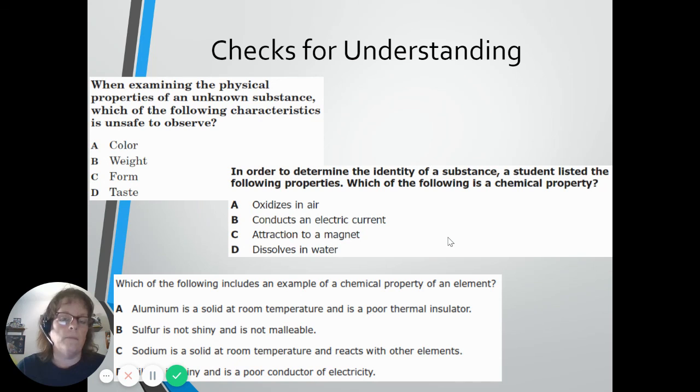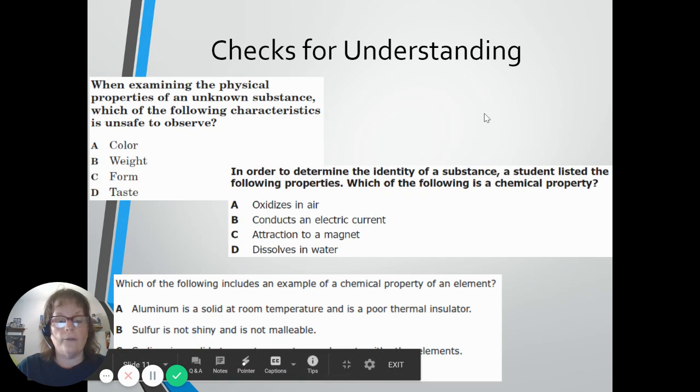Attraction to a magnet, throw some magnets on the refrigerator. When they get stuck to the refrigerator, nothing chemically changes about them. That's a physical property. They're either magnetic or they're not. And then dissolving in water, think about salt water. You can still get that salt out of the water. Okay, there's a way to do that. So it's not a chemical change. It's still salt and there's still water, and you can physically separate them. So oxidizing in the air.